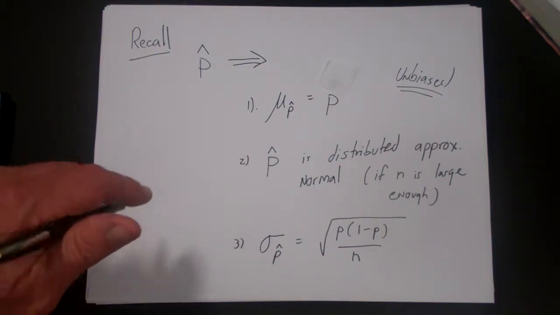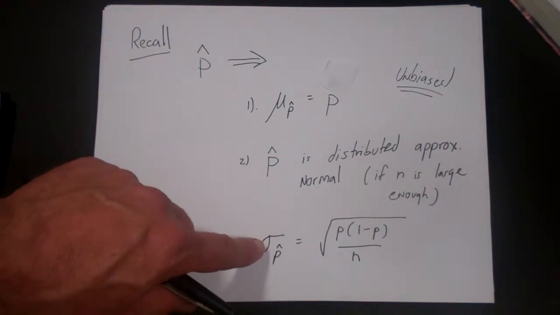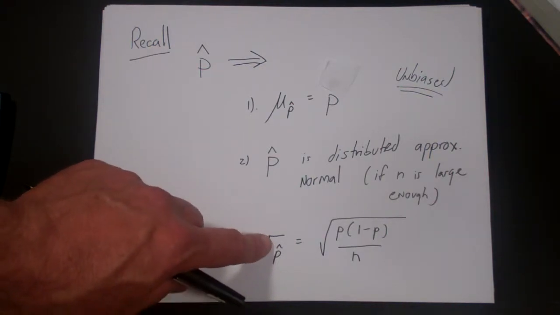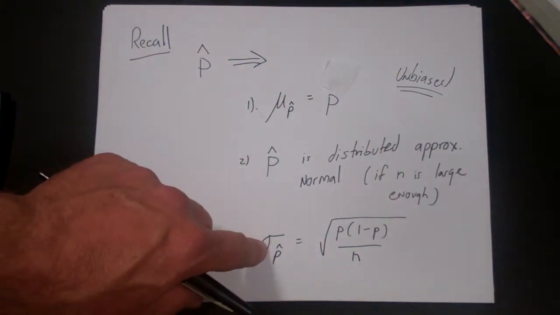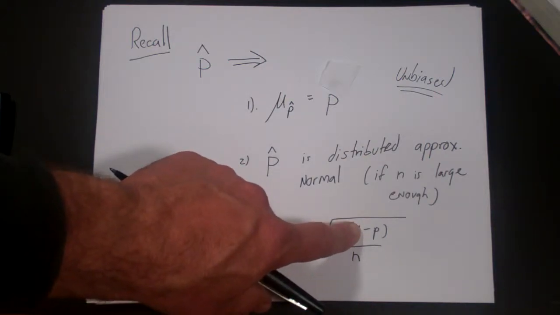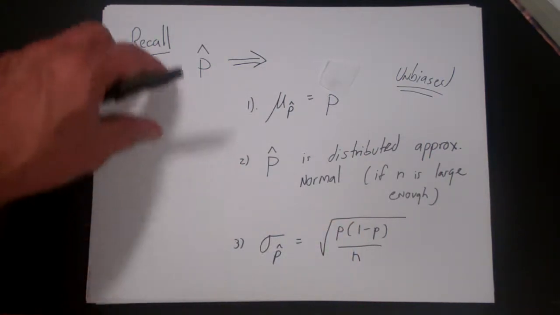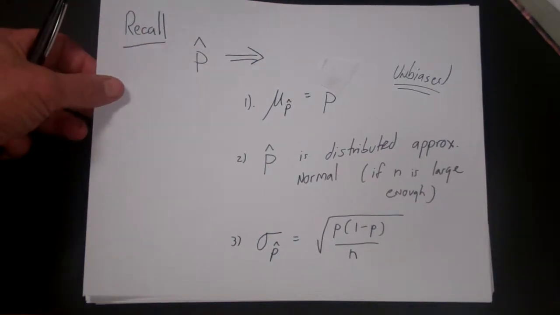And the third fact is that the standard deviation of p-hat, the measure of the spread of the estimator, will equal this particular formula: the square root of p times 1 minus p over n. And that's going to allow us to do a lot of statistics on it.